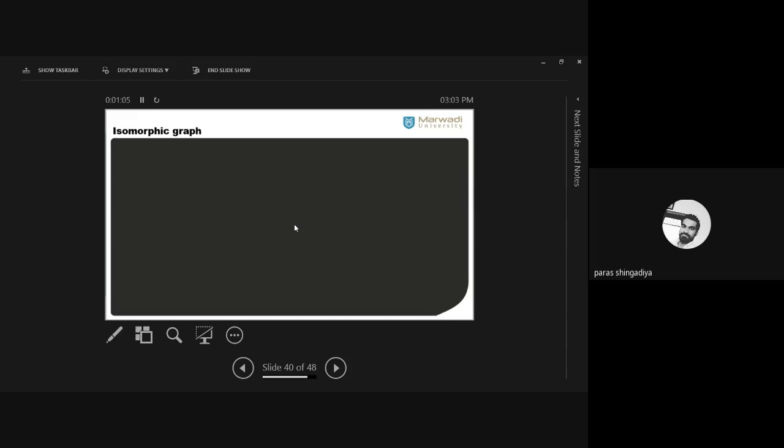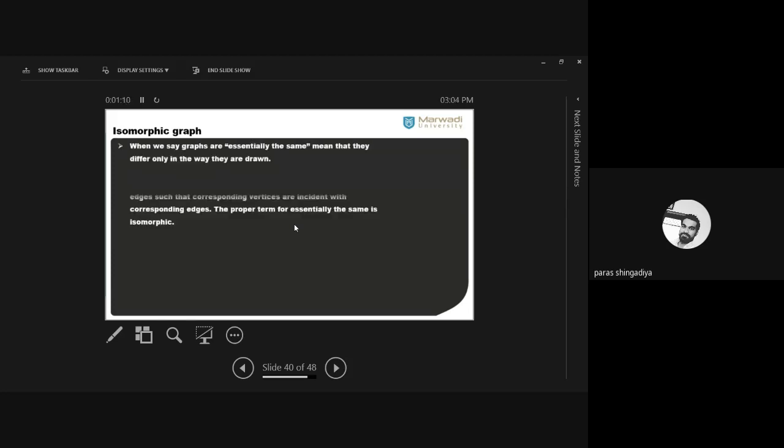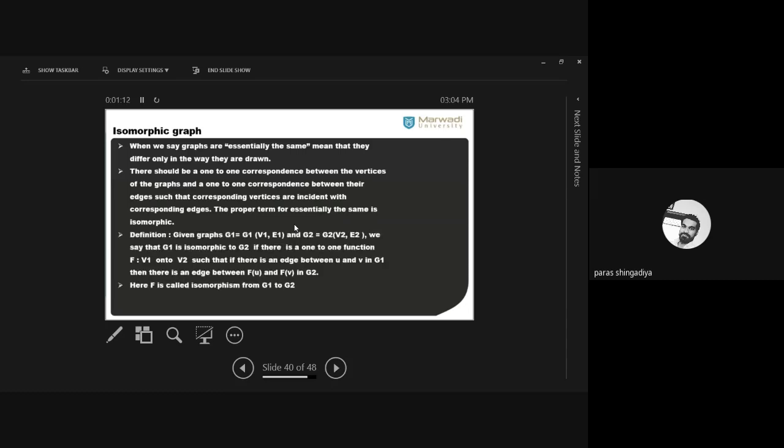Who will explain the definition of an isomorphic graph? How can we compare whether two graphs are isomorphic or not? Which condition will we apply first? We have to check whether they are essentially the same or not. Clear? So how can we check whether they are essentially the same?